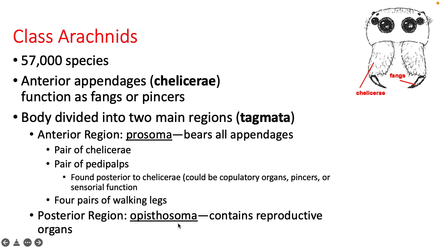opisthosoma. The prosoma is the anterior region, which means the head, and that is where all the appendages come from. They're all attached to the prosoma. So they have a pair of chelicerae. They also have a pair of pedipalps. The pedipalps could have specialized structures, like for sexual reproduction, maybe they're just additional pinchers, or maybe some type of sensory function. And then four pairs of walking legs are also attached to the prosoma. The posterior region, the opisthosoma, is basically just the reproductive organs.